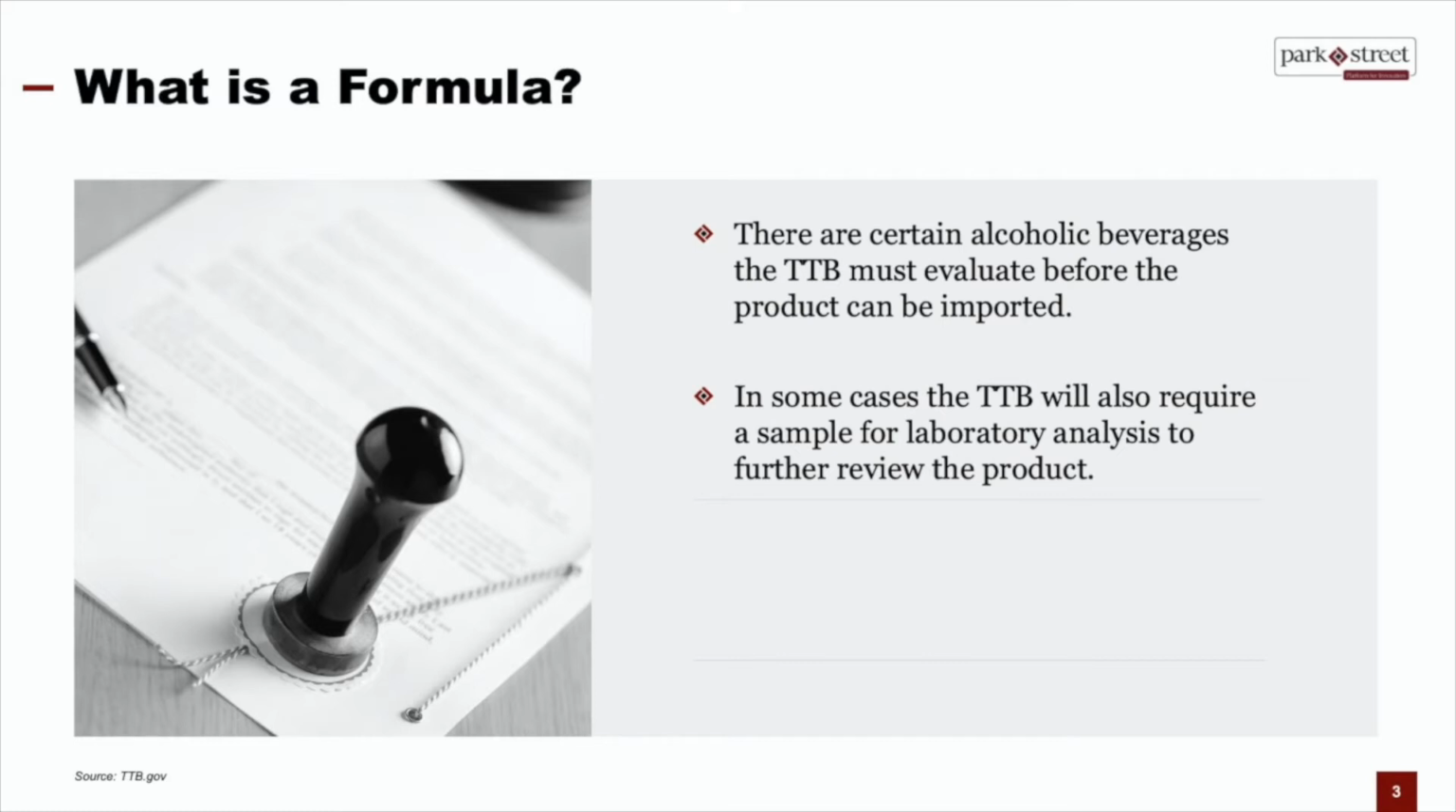Two examples of this are imported sake, which will require a sample for laboratory analysis, and distilled spirit specialties, or different distilled spirits that contain absinthe type ingredients. An example of this would be wormwood. Wormwood contains thujone properties, which need to have a sample submitted to the TTB for further review.